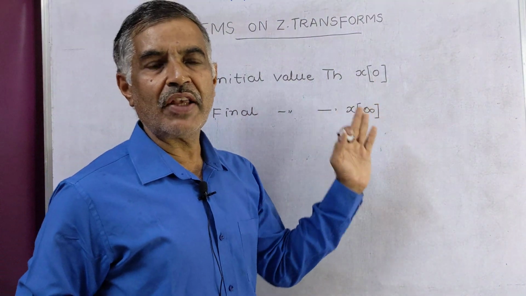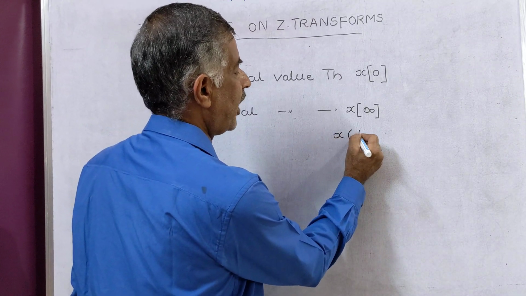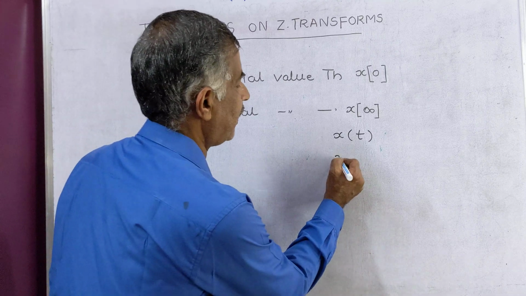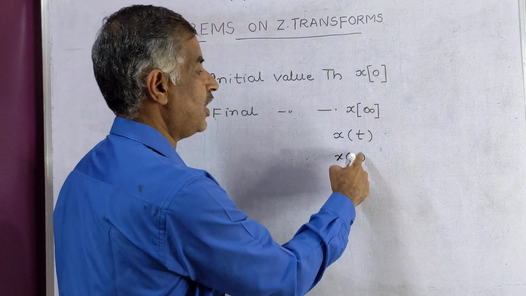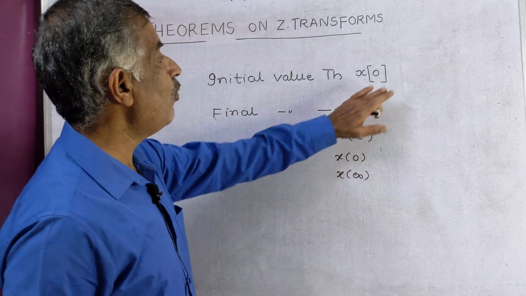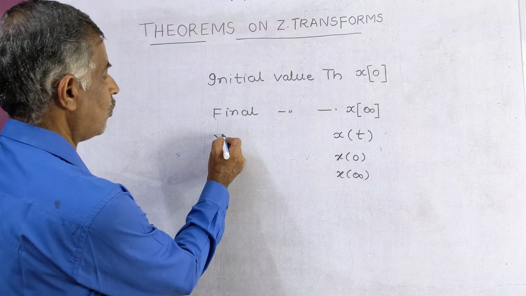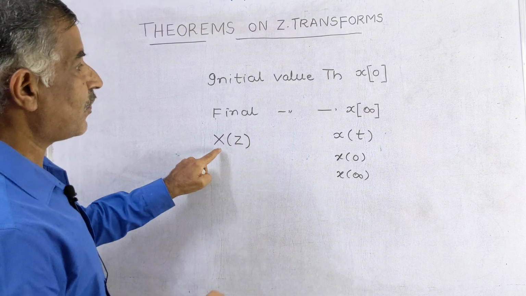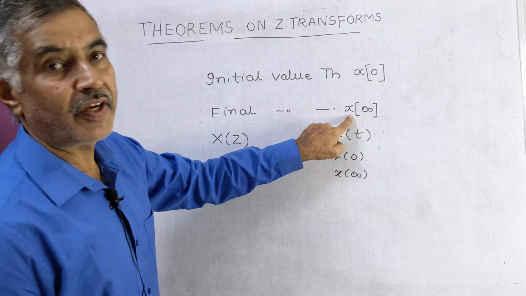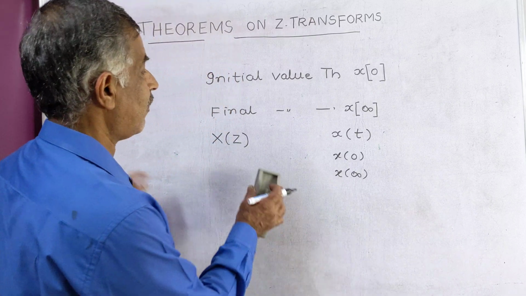So you can find initial value as well as final value if you have the time domain expression of x. If you have the time domain expression of x, then if you substitute t equal to 0, you will get the initial value. If you substitute t equal to infinity, you will get the final value. But we do not have time domain expressions. Instead, we have the z transform. That is, you are given x of z. From x of z, you have to find x of 0, and from x of z, you have to find x of infinity using the final value theorem. So, from x of z, you have to find the initial value as well as the final value.